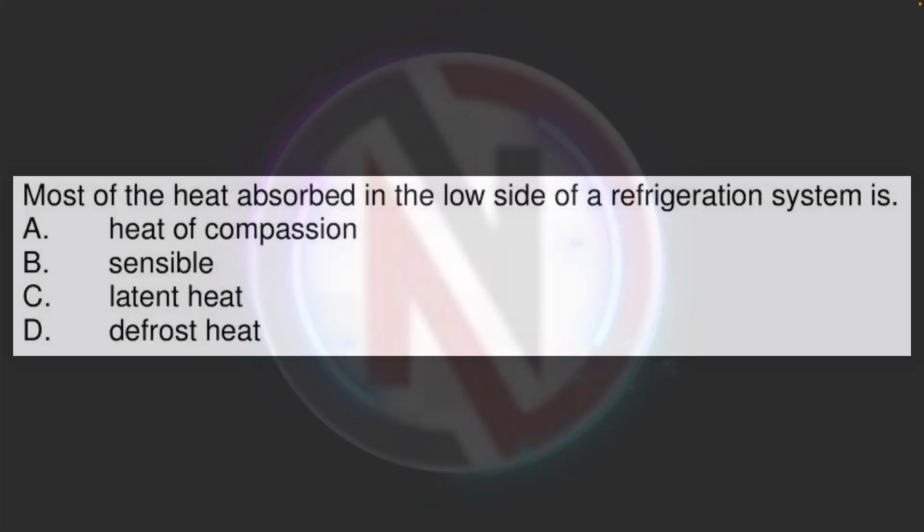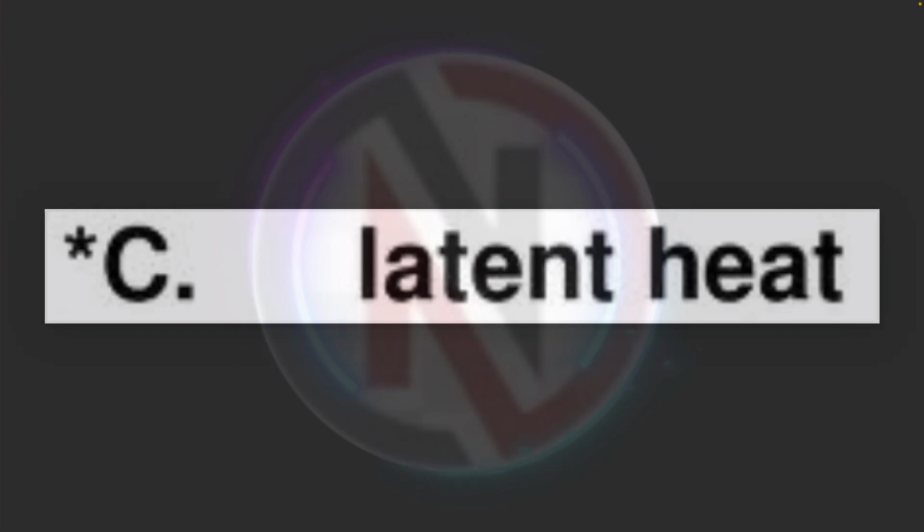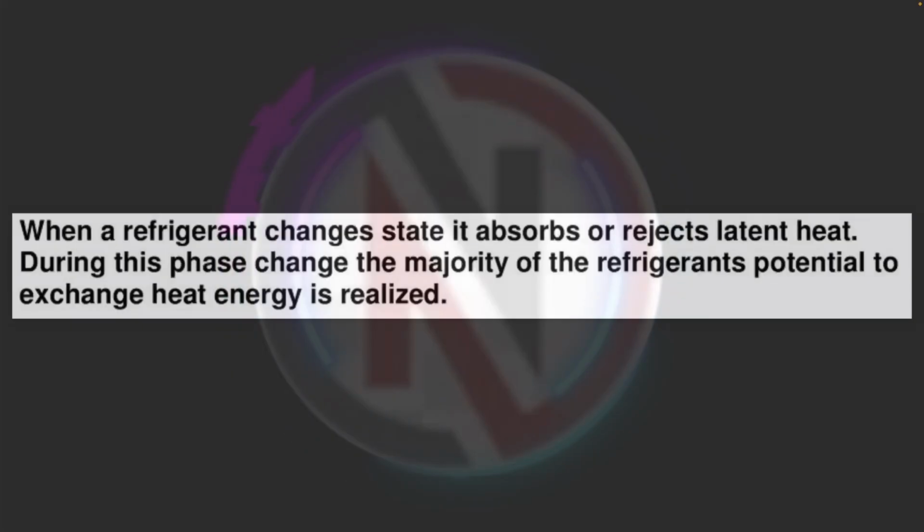Most of the heat absorbed in the low side of a refrigeration system is: A. Heat of compression. B. Sensible. C. Latent heat. D. Defrost heat. C, latent heat. When a refrigerant changes state, it absorbs or rejects latent heat. During this phase change, the majority of the refrigerant's potential to exchange heat energy is realized.